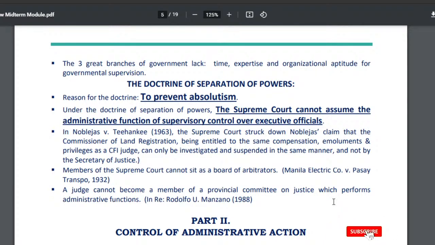Of course, because the board of arbitrators are only executing, what they are doing is executionary, no? So the Supreme Court cannot, because again, it is a non-encroachment of powers. So there must be separation of powers between the executive branch, legislative branch, and the judiciary. The judge cannot become a member also of the Provincial Committee on Justice because the Provincial Committee on Justice is not under the judiciary. So of course, it would be an encroachment if the judge would become a member of such committee.